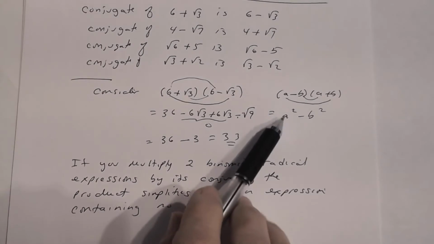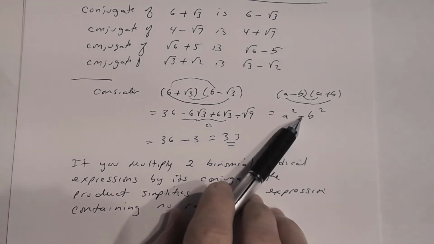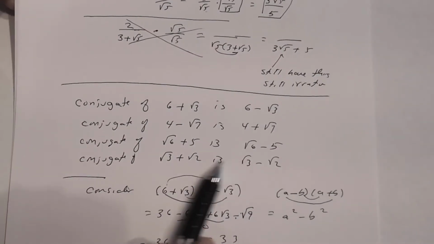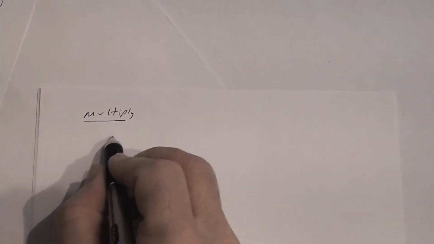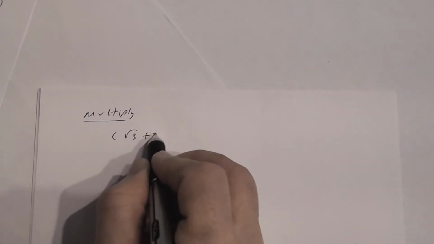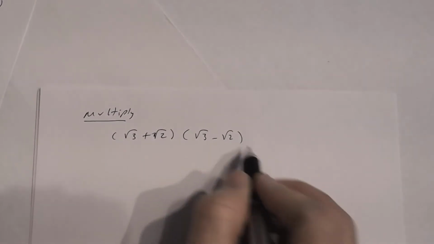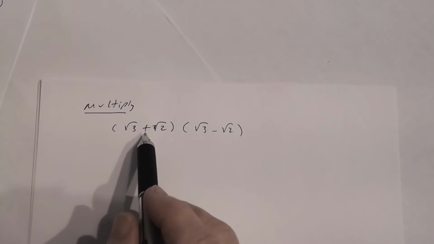I'm going to probably use this idea here as well when I get to that point. So you'll see what I'm talking about. So let's go back and actually multiply this out and see what we get. So let's multiply these two binomials that are conjugates of each other. So I have the square root of 3 plus the square root of 2 times the square root of 3 minus the square root of 2. Okay? All right. And you're going to have to do this in a little while as well.